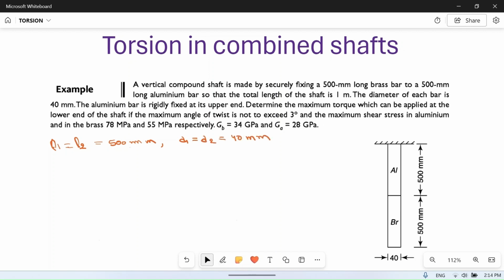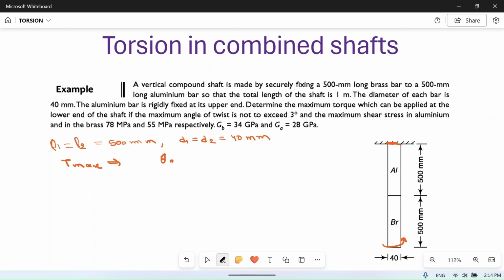The aluminium bar is rigidly fixed at its upper end, so it is fixed here at this point, and determine the maximum torque which can be applied at the lower end of the shaft. So here we are applying some twisting torque. So what is the value of maximum torque which can be safely transmitted by this shaft? So we have to find that, and which can be applied at the lower end of the shaft if the maximum angle of twist is not to exceed 3 degrees.